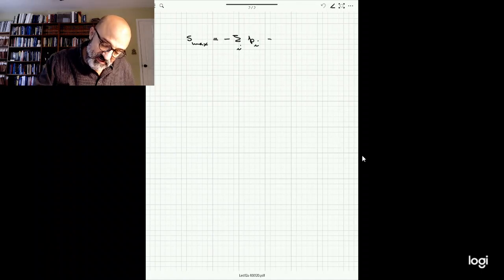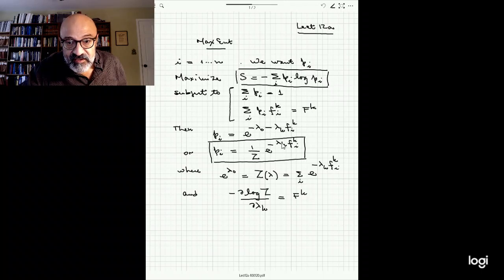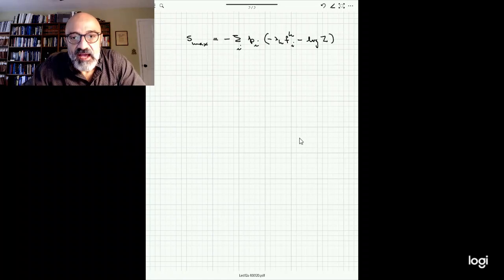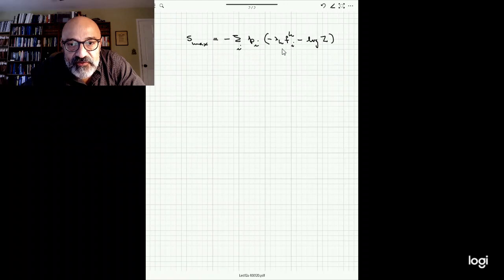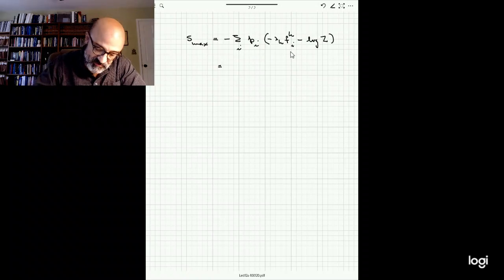It's going to be minus lambda_k f_k(i). And I remind you that whenever indices appear repeated, as they appear repeated here, k and k, they're being summed over. We're using the Einstein convention. So the log is going to be minus the log of Z. And you can see here what's going on. When I want to compute the summation of p_i f_i, the minus and the minus give you a plus. p_i f_i gives you the numerical value of the expected value.